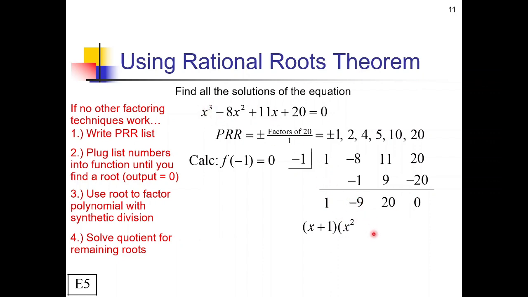Then we have -9x and plus 20. And let's just keep going. This looks pretty factorable. So I have the x plus 1, and now I need two numbers that multiply to 20 and add up to -9.